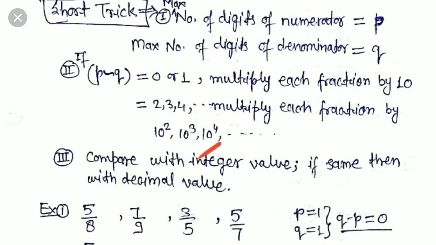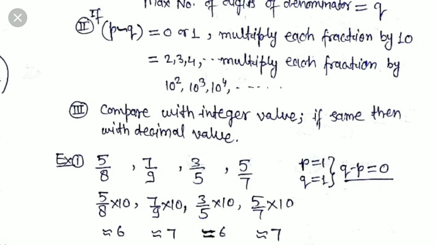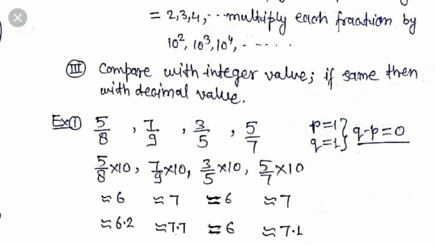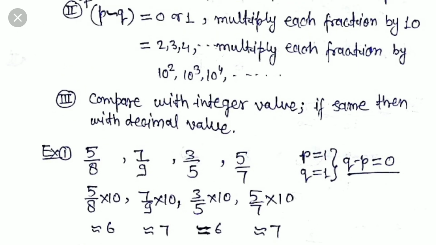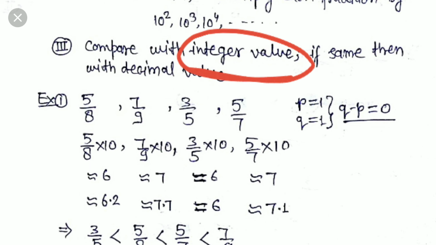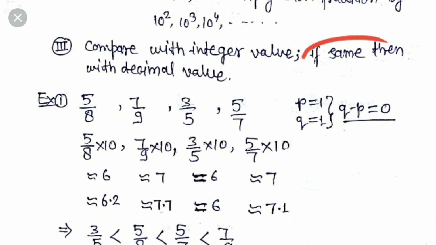that is 10,000. And then compare the integer values you get. If you can compare the fractions from the integer values, then it's okay. Otherwise take the decimal values.